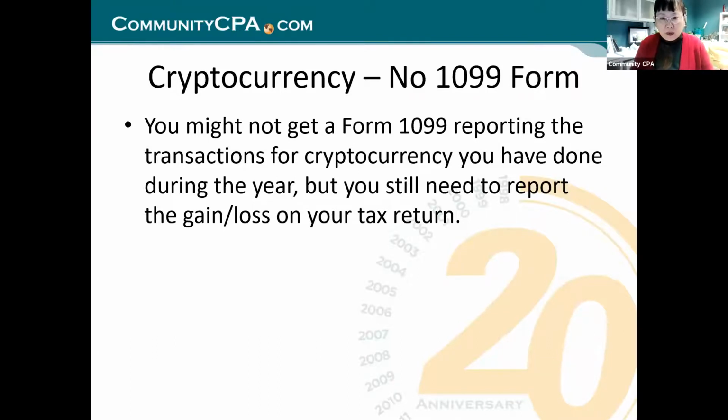So we're talking from that angle, saying that even if cryptocurrency wasn't recognized legally, and it didn't have backing to it, it's just trading of whatever it is, and so I should not really have any gain or loss. That's not true, because you probably did make money by buying and selling. But if you did that, there is no form given to you, so you need to track that on your own. You might not get a Form 1099 reporting the cryptocurrency transactions you have done during the year, but you still need to report the gain and loss on your tax return, right?